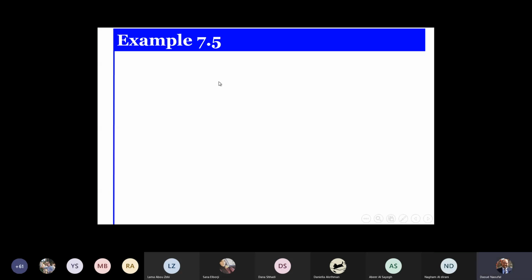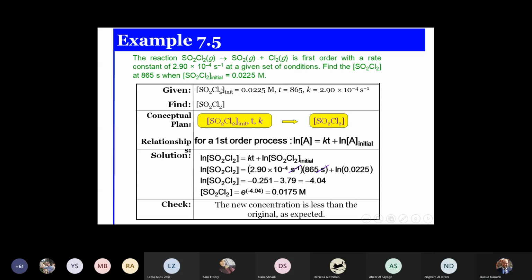Example 7.5. The reaction SO2Cl2 to SO2 gas plus Cl2 is a reaction of first order. The rate constant is given at certain conditions. Find the concentration of SO2Cl2 at 865 seconds when [SO2Cl2] initial is equal to 0.0225.